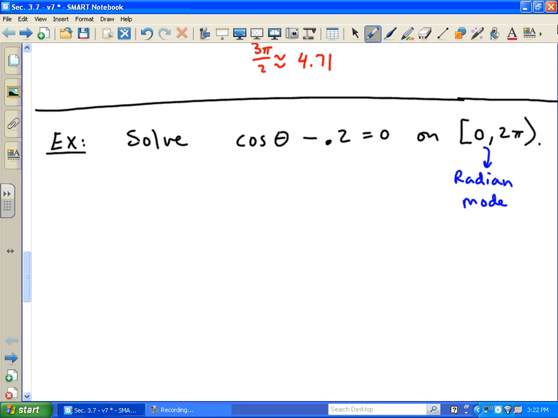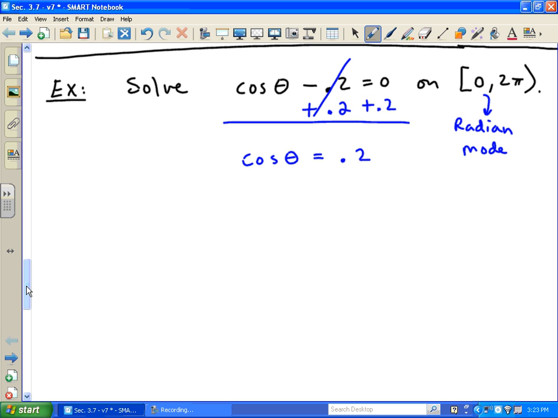All right, first of all, let's solve our trig equation for the cosine function. So I'll add 0.2 to both sides. I'll have cosine of theta equals 0.2. Notice also that my angle is a single angle. It's just theta, so I don't have to worry about, is it a half angle or a triple angle or something along those lines.